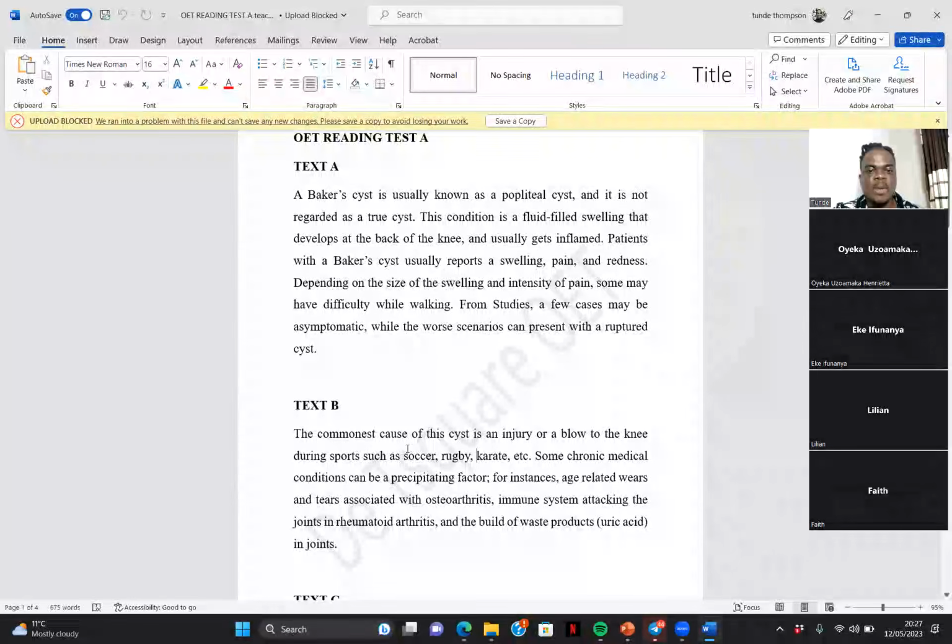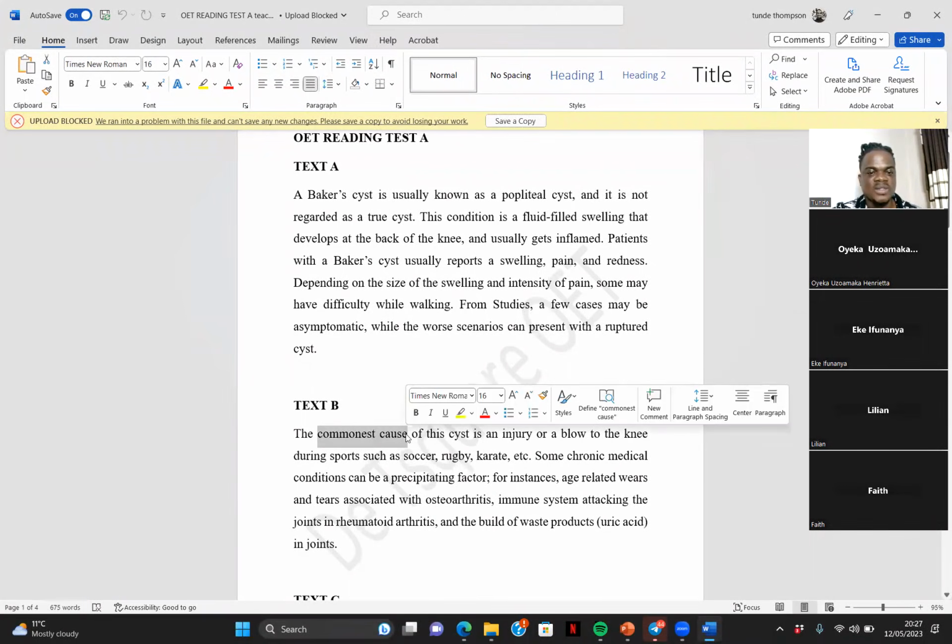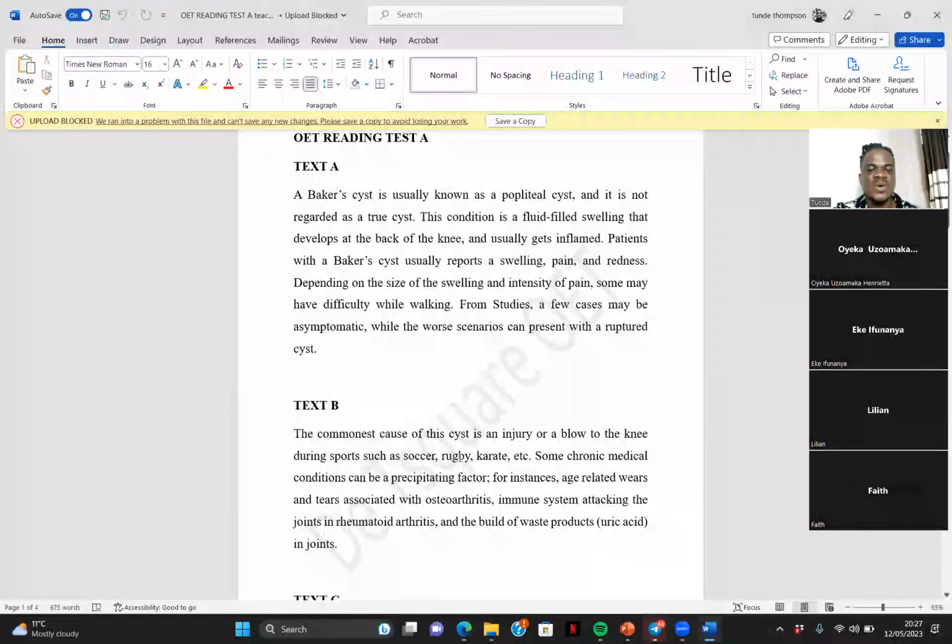Now, text B says the commonest cause of this cyst is an injury or a blow. So you see the key word there is the cause. Commonest is the cause. So here they are talking about the cause. If you also read through, you see these factors and all that. So text B is telling us about the cause.